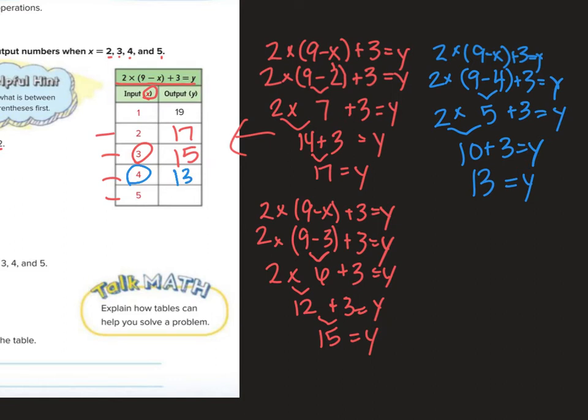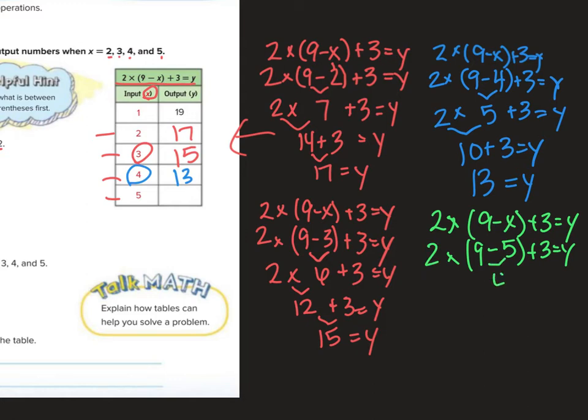And last but not least, let's try what if x is 5? 2 times (9 minus x) plus 3 equals y. Instead of an x, we're going to plug in a 5, put it in right below. Bring everything down. 9 minus 5 is 4. Okay, 2 times 4 is 8. y is equal to 8 plus 3, or 11.